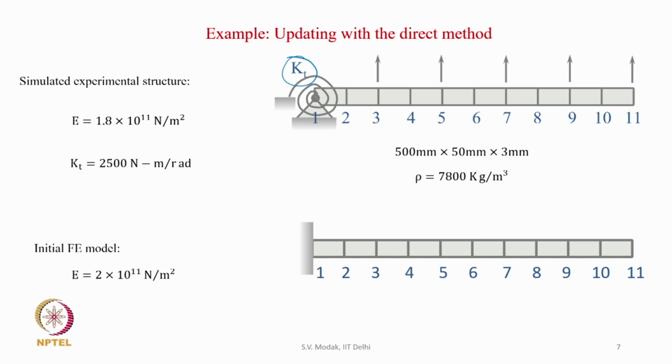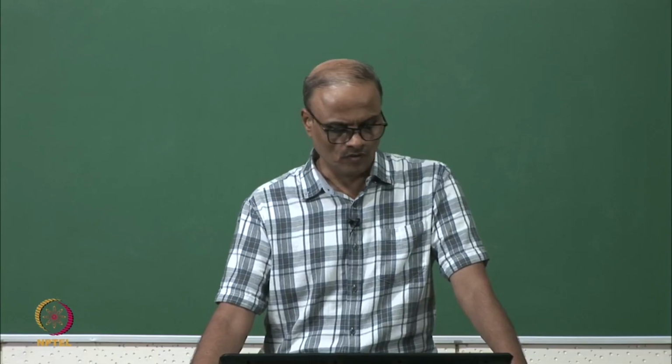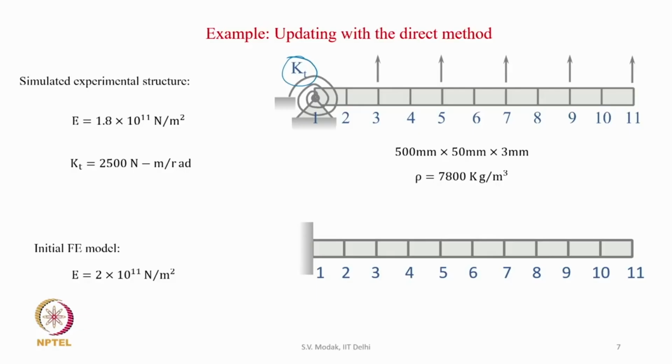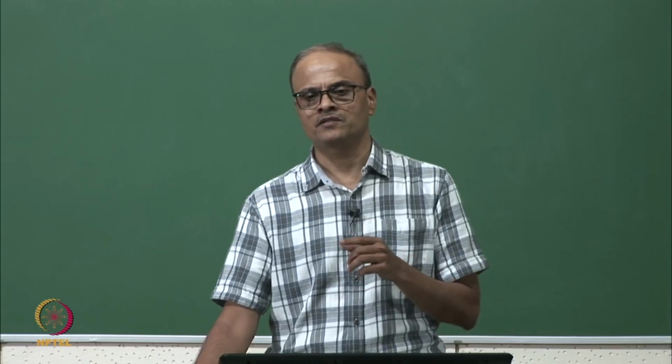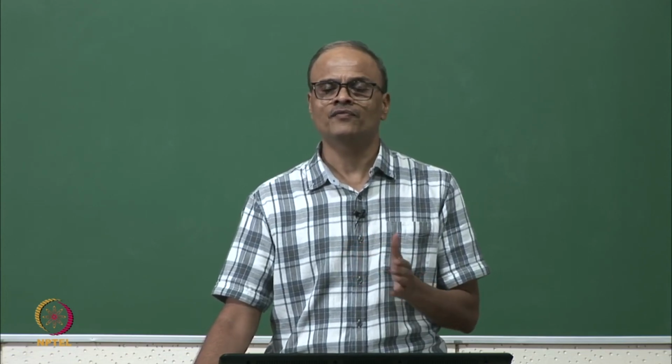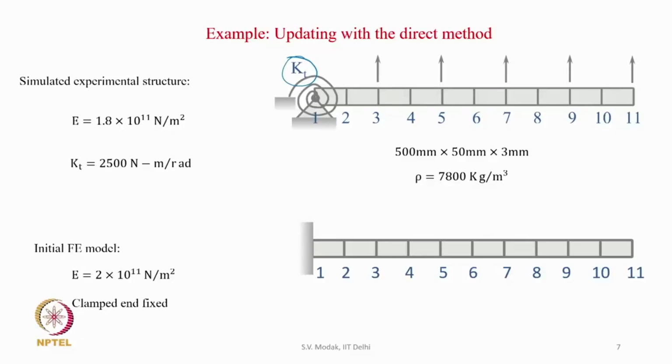But the modulus of elasticity we take as the standard value, which is 2 into 10 to the power 11 Newton per meter square, because the experimental structure has a modulus of elasticity which is somewhat different than this. Also, the left end of the cantilever beam, that is the node 1, is completely fixed, right. Both the degrees of freedom at node 1 are completely constrained, and therefore this represents the ideal fixed end.